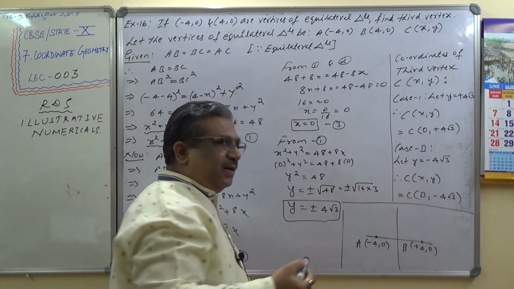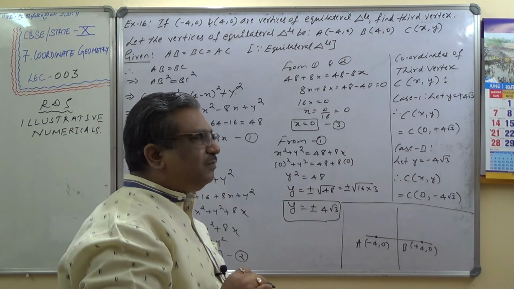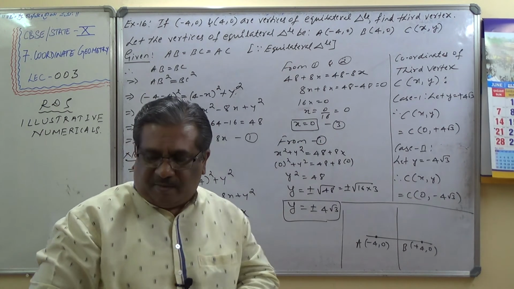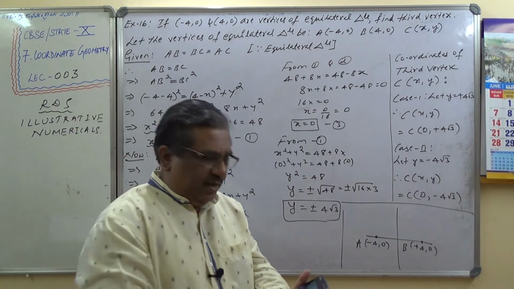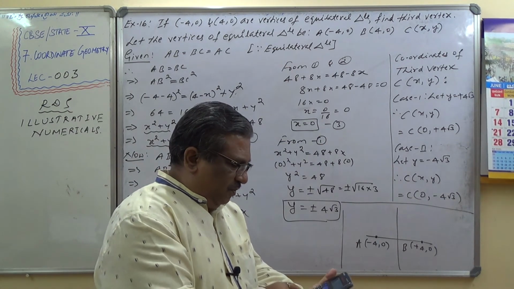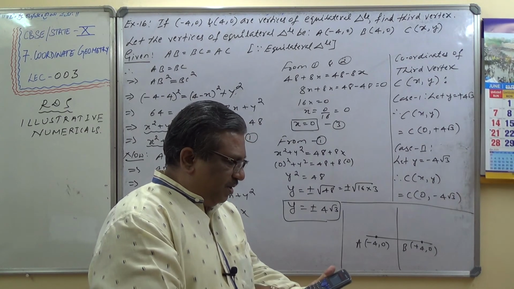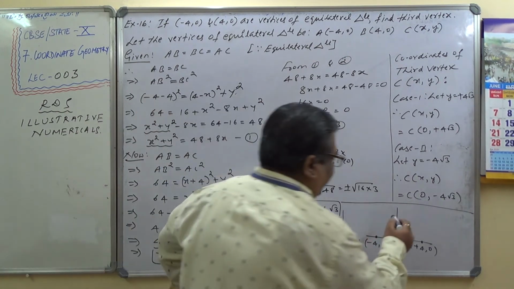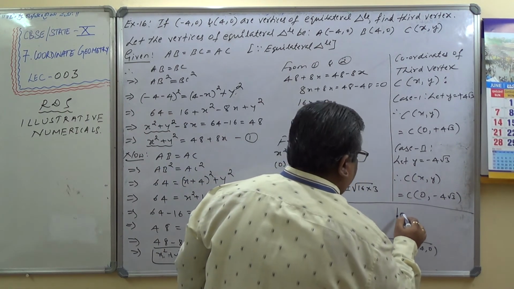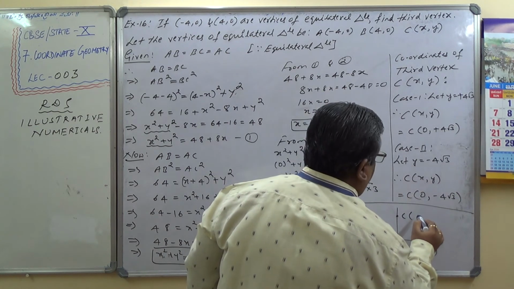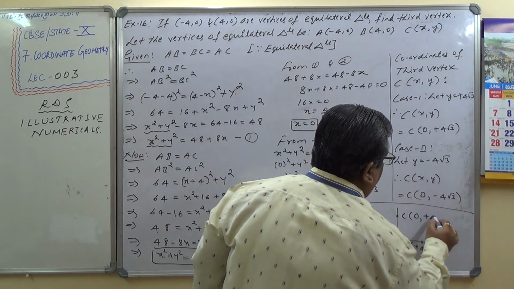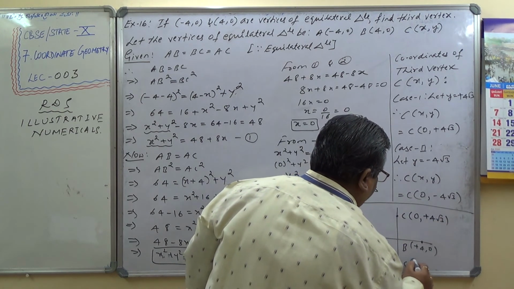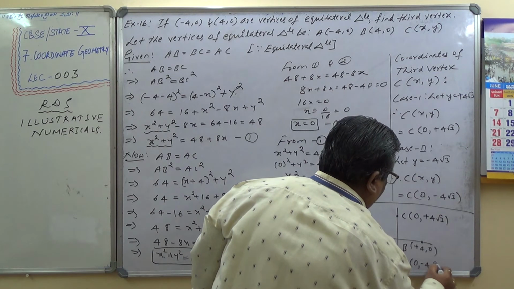4 root 3 is slightly greater than 4, less than 5. 1.73. Just a moment, 4 into 1.73 is how much? 6.92, approximately 7 or something. So what I'll mention here is C 0 comma plus 4 root 3, and here this is C 0 comma minus 4 root 3.